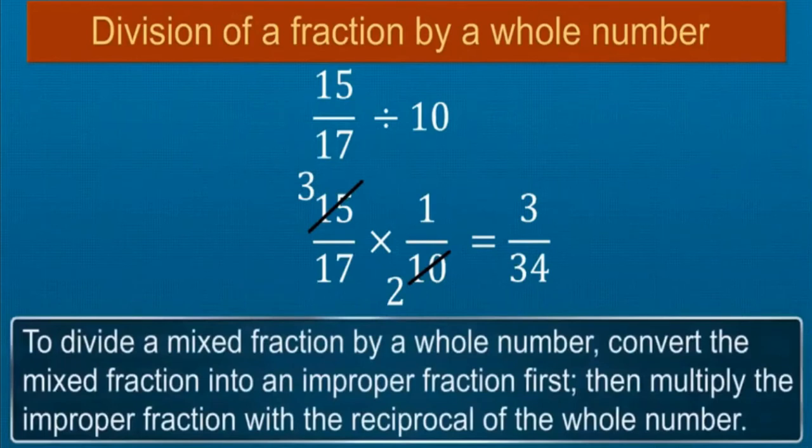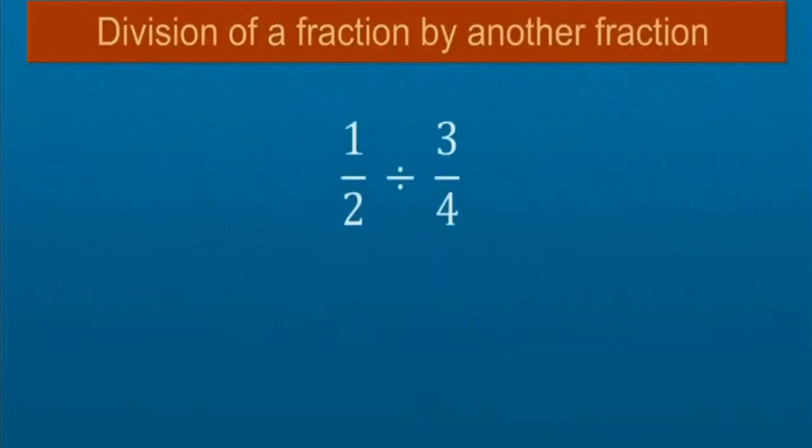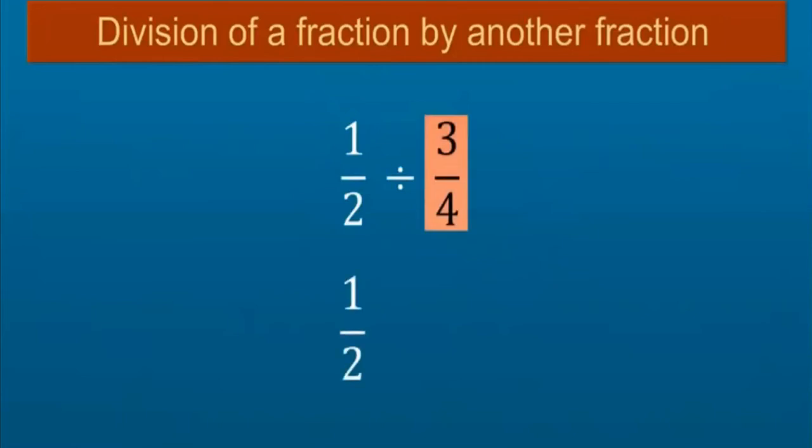If you have to divide a mixed fraction by a whole number, convert the mixed fraction into an improper fraction first. Then multiply the improper fraction with the reciprocal of the whole number. To divide a fraction by another fraction, take the reciprocal of the fraction after the division sign and then multiply the fractions. Okay, so here is division of a fraction by another fraction.